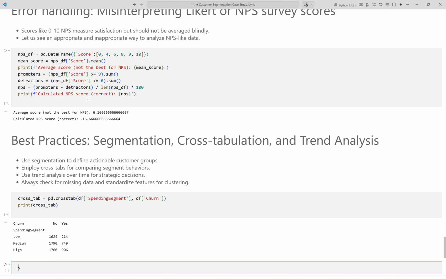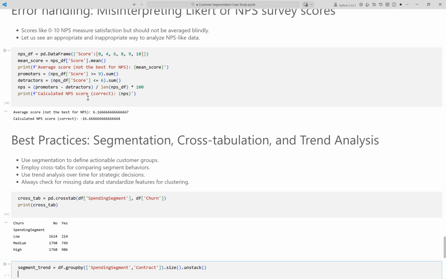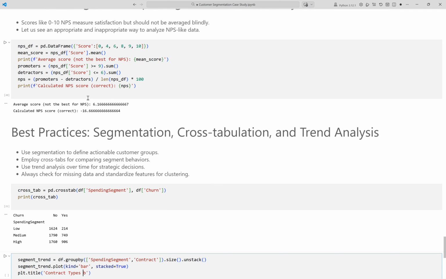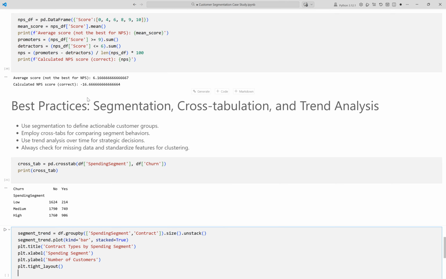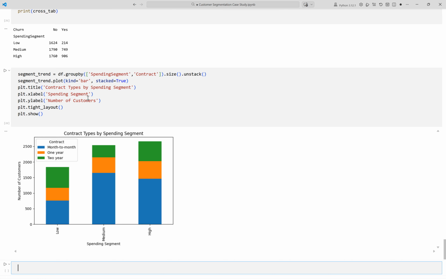We visualize how contract type varies within each spending segment to support retention analysis. Running the cell now. This stacked bar chart shows the distribution of contract types within each spending segment, highlighting how customer behavior varies across segments. Notice the differences in contract counts, which help identify which contracts are prevalent in low, medium, or high spenders, guiding targeted marketing strategies. This cross-tabulation visualizes segment-specific patterns crucial for actionable insights in segmentation analysis.